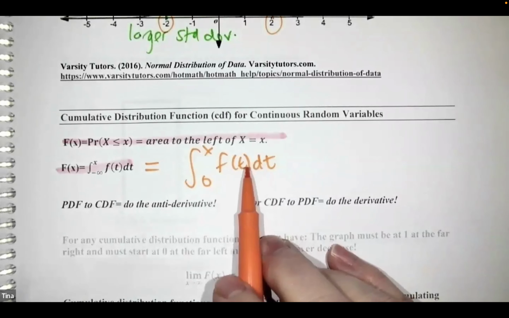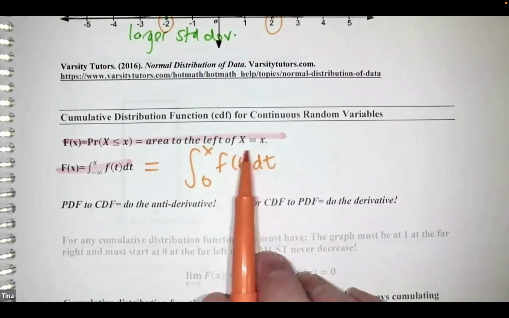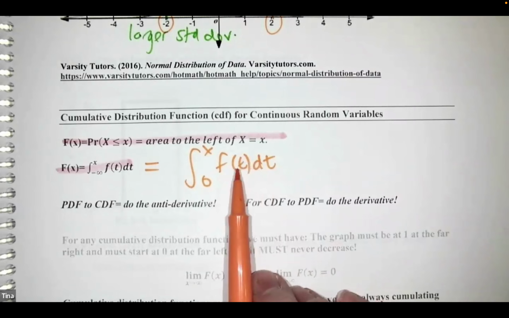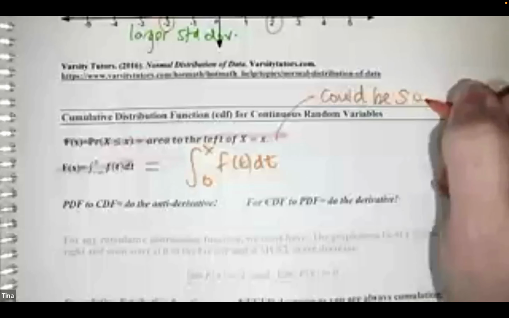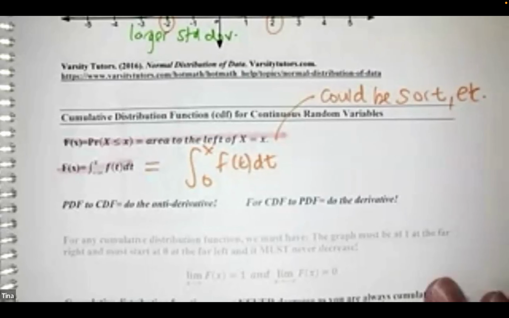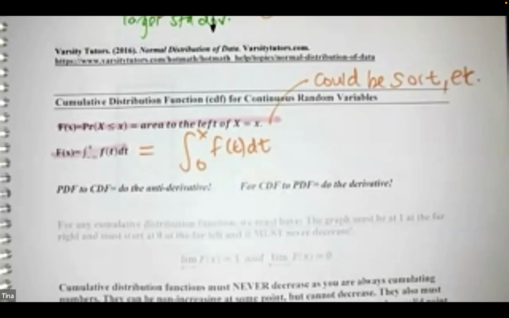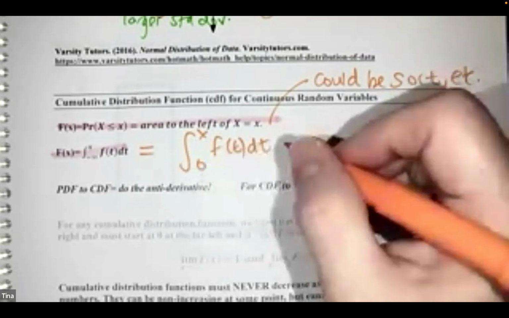This can be any letter. You can use s, t, whatever. They used to use s, so it's a possibility that this letter could be an s on some practice exams, okay? So it can technically be any letter. Just don't use x because that's the x. Okay, so this is the formula.